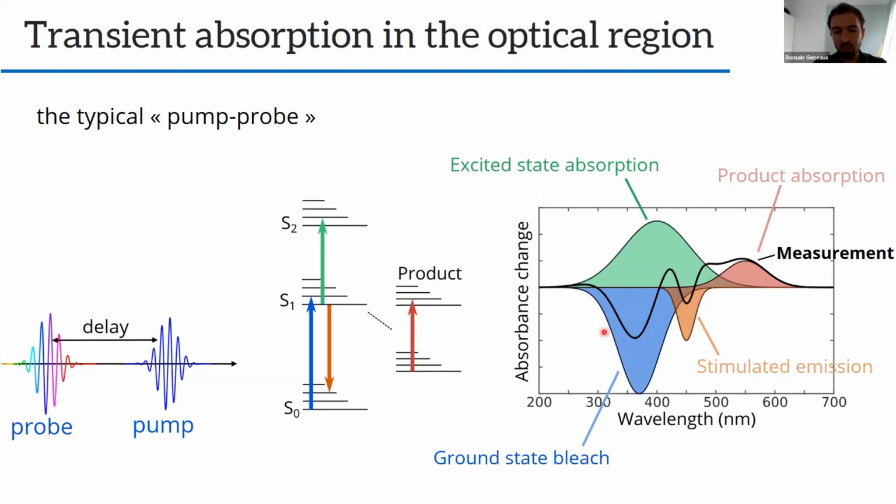And what you do in the end is measure the sum of all of this. And so you measure this black curve here, which is the measurement. And a lot of work for the spectroscopist is to transform this black curve into all those separate components.